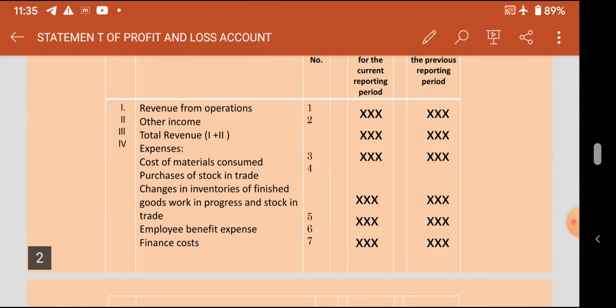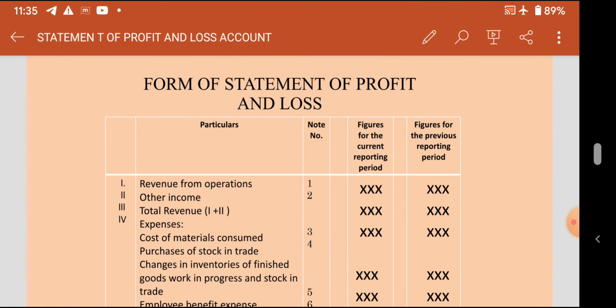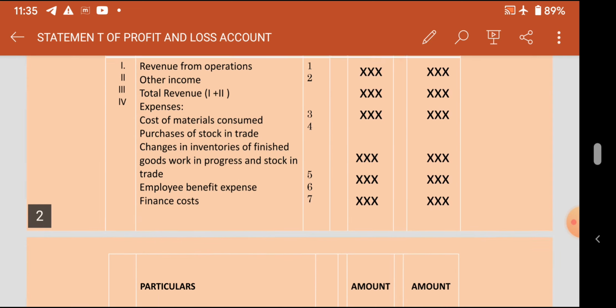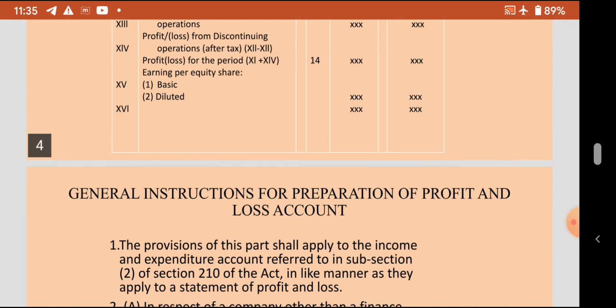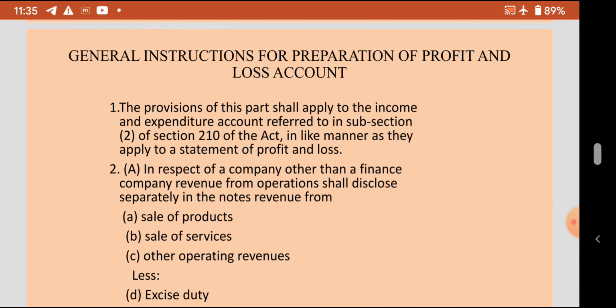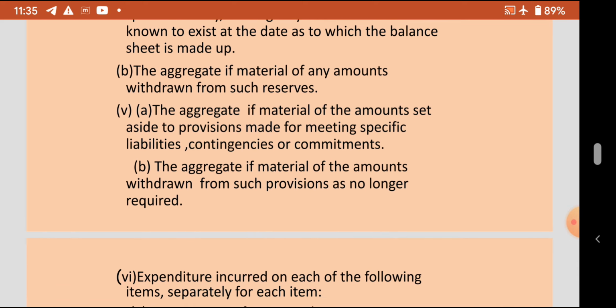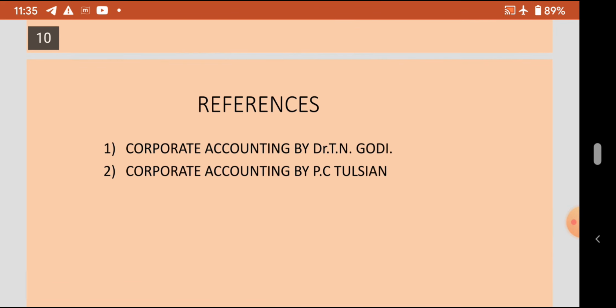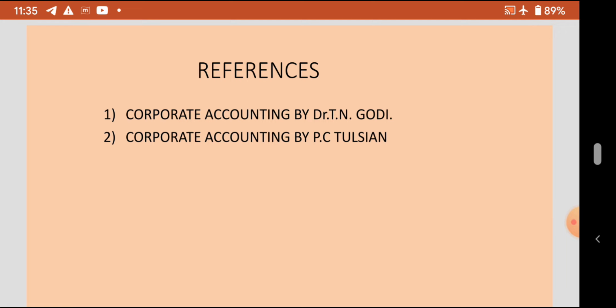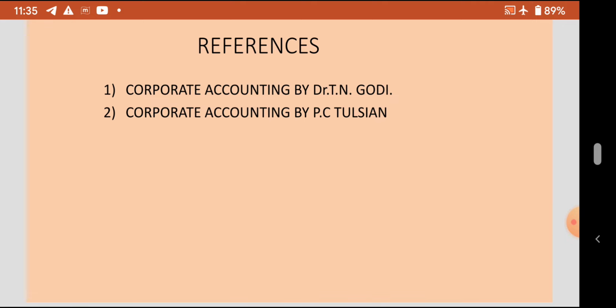So this is the format of the statement of profit and loss account as per the Companies Act 2013. And below we had a look at the general instructions which need to be taken into consideration while preparing the statement of profit and loss account. For further references, you can have a look at Corporate Accountancy by Dr. T.N. Godi or Corporate Accountancy by P.C. Tulsian. You can also have a look at Corporate Accountancy by M.B. Kadkol for further understanding and references.